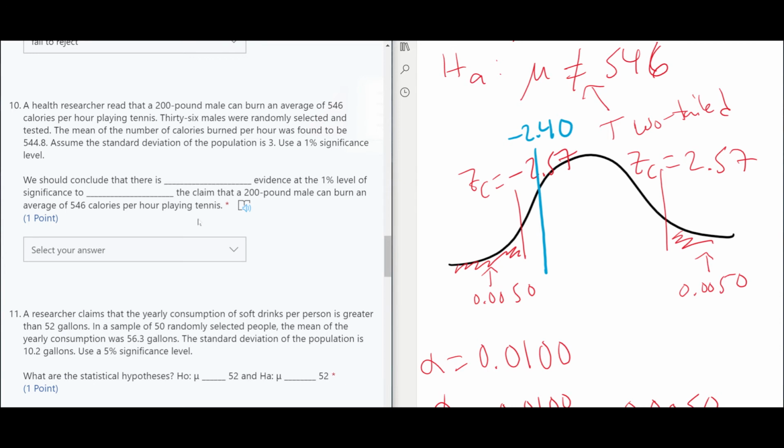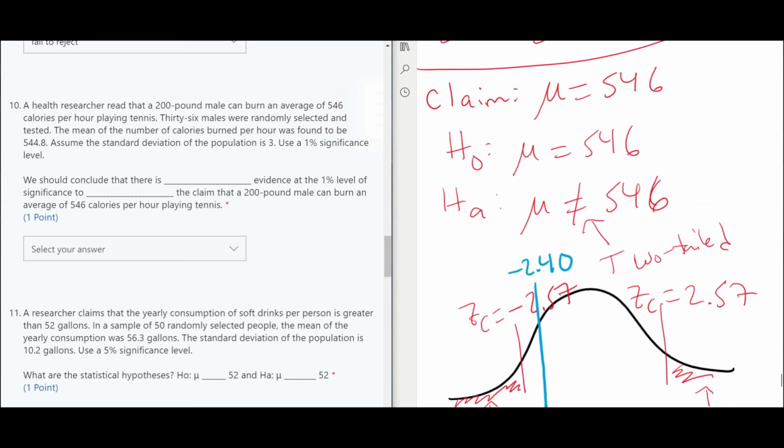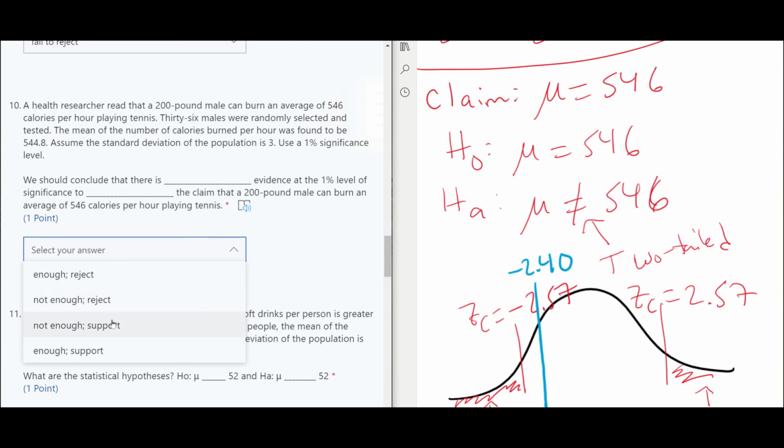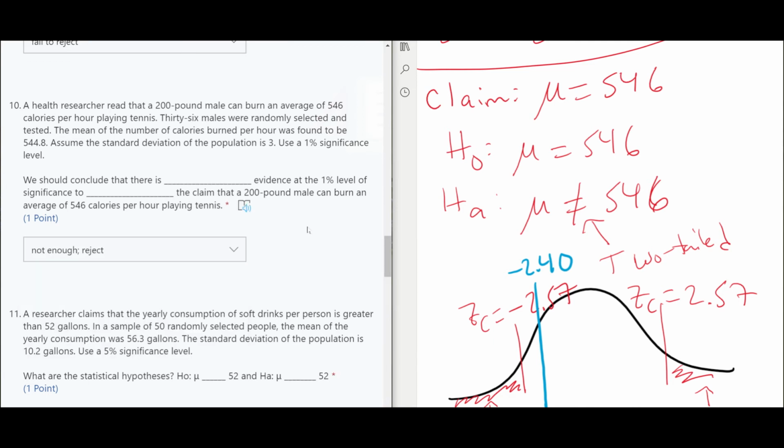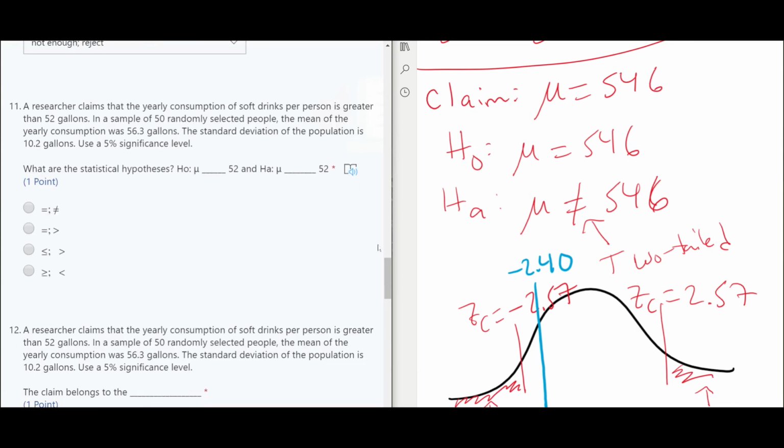All right, so since we failed to reject, that means we do not have enough evidence. For this part, we said that the claim belonged to the null hypothesis, which means that we're going to use the word reject. Remember, if the claim belongs to the HA, we use the word support. So we should say there is not enough evidence at the 1% level of significance to reject the claim that it's 546 calories per hour playing tennis. Okay. That's it for that question.